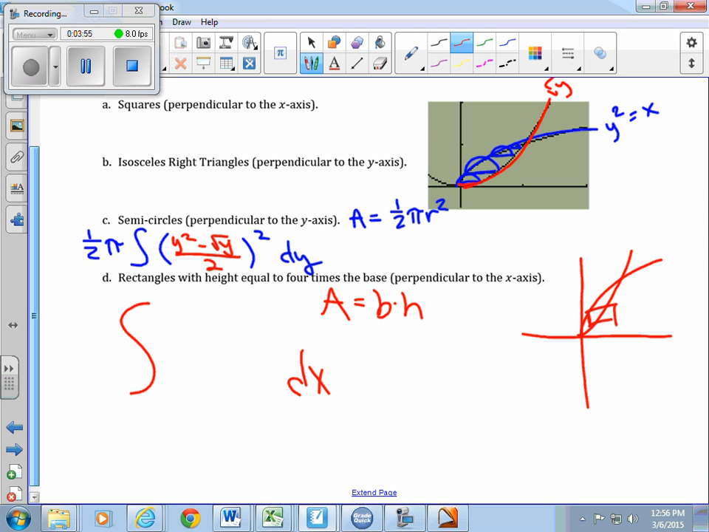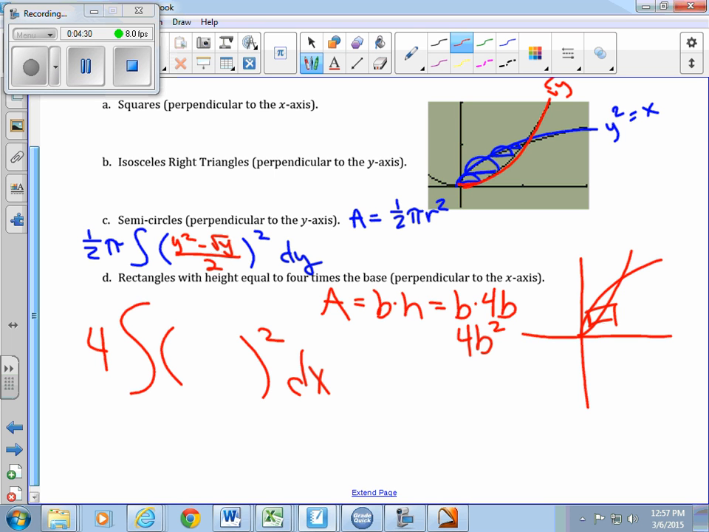But this is a very special rectangle with a height equal to 4 times the base. So what would the area formula for that be? Which would be 4b squared. I need to know that for my formula. I need to get this formula down to the simplest form I can for setting up the integral purpose. So I got 4b squared.